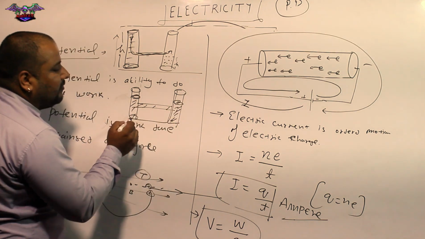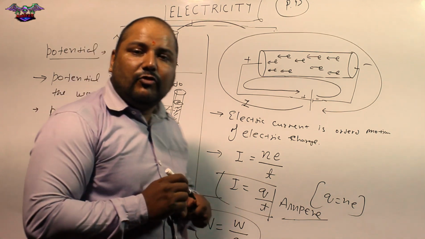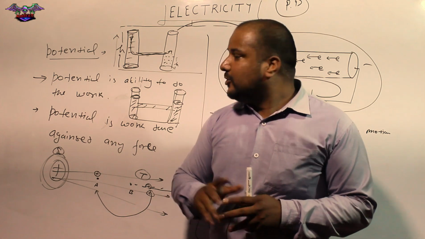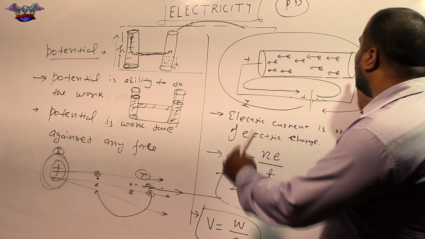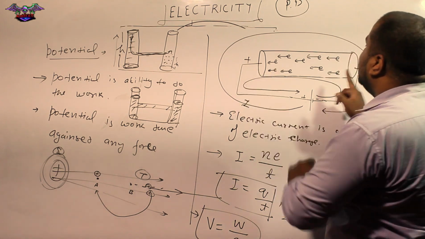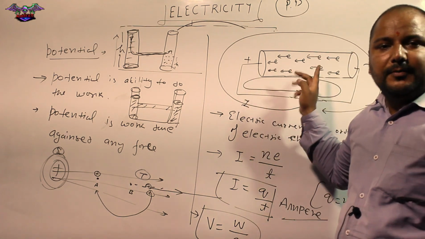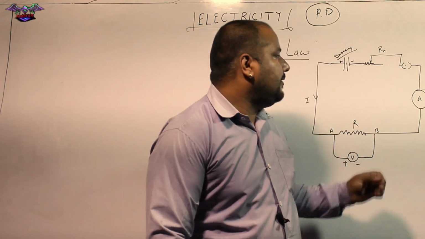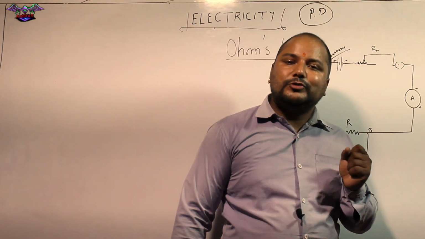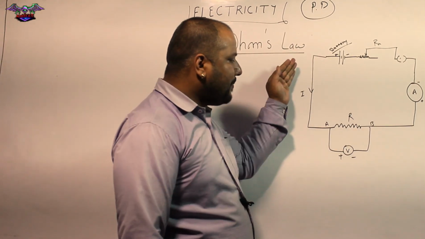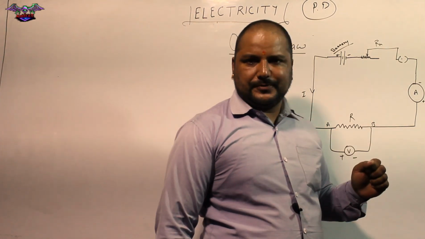When the water level becomes the same, the flow of water will stop. Understand? Similarly, if the potential of the two points is the same, then the current will stop going anywhere.